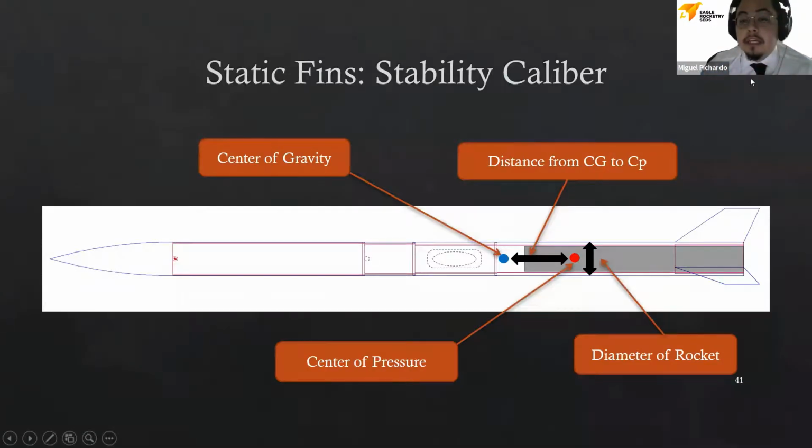So for the stability caliber, as I said before, this relates to the stability of the rocket. The stability caliber is a ratio between the distance from the center of gravity to the center of pressure and the diameter of the rocket. The center of gravity is the point on the rocket where gravity acts, while the center of pressure is the point on the rocket where drag and lift forces act. So by finding the distance between these two points and dividing it by the diameter of the rocket, we can find our stability caliber, which, as I said before, we want to be somewhere between 1 and 3. Next, please.